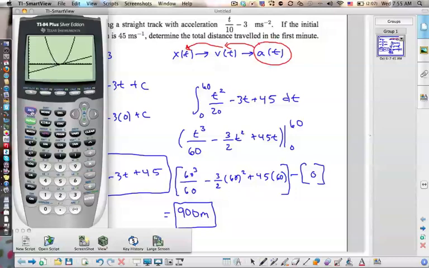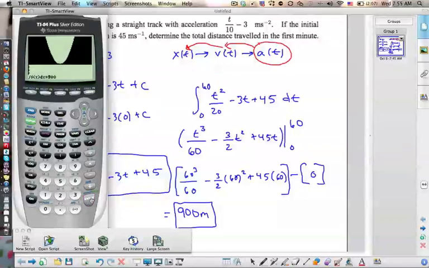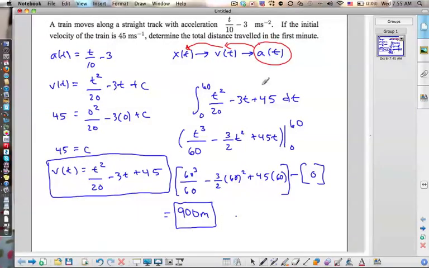And then if we find the area, let's turn this one off here. If we find the area underneath the curve, second calc, 7, from 0 to 60, gives us 900, which is exactly what we saw. And there's your kinematics problem starting at acceleration.